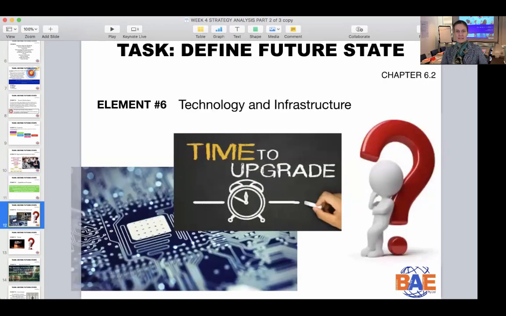Then you get to this element around technology and infrastructure. The question is, should we change any of the technologies or infrastructure in order to support the planned future state? And what might that look like? So is it potentially time to upgrade?